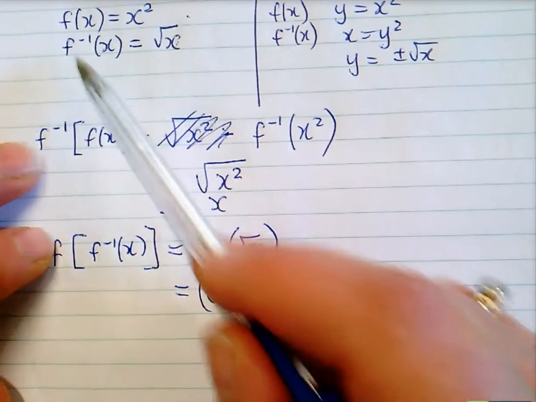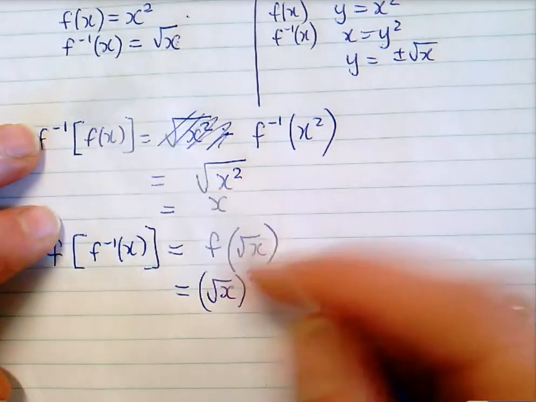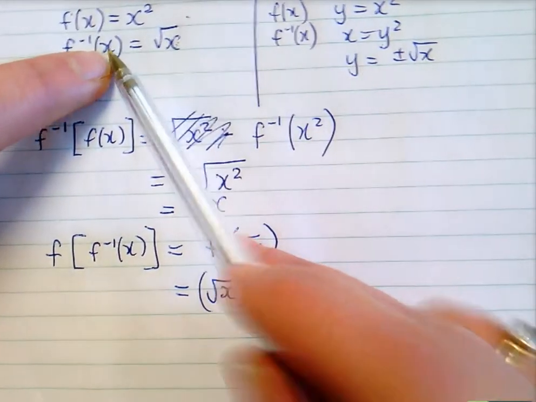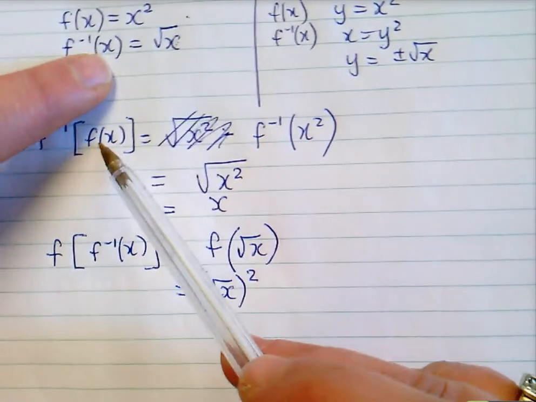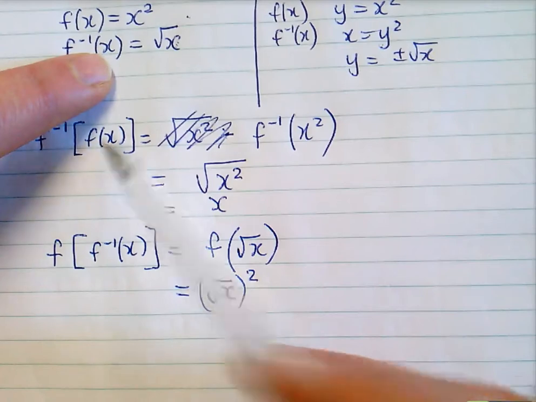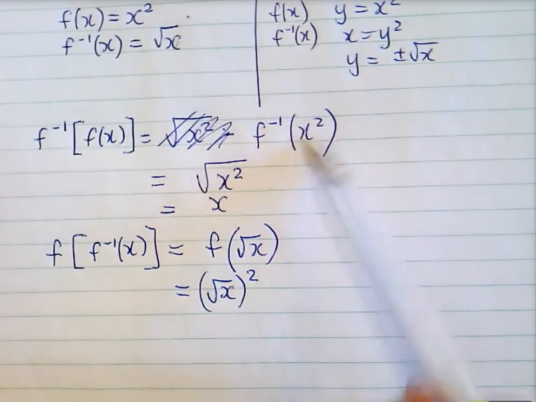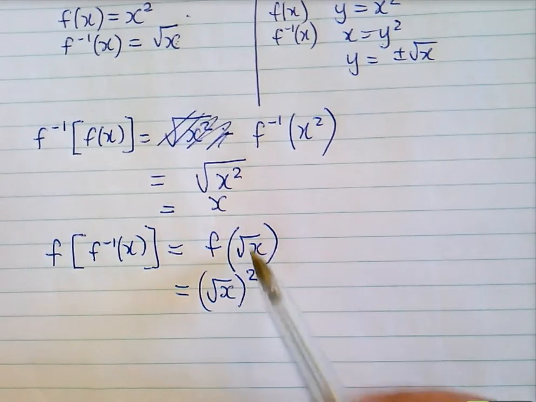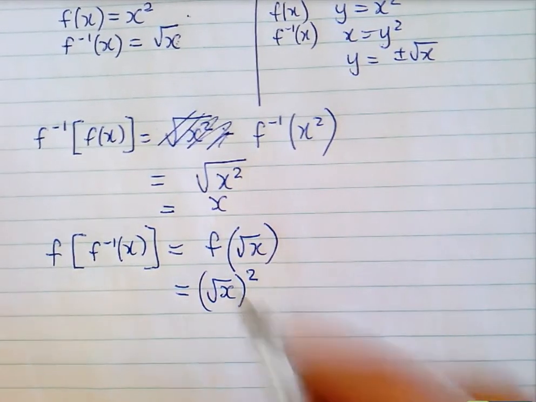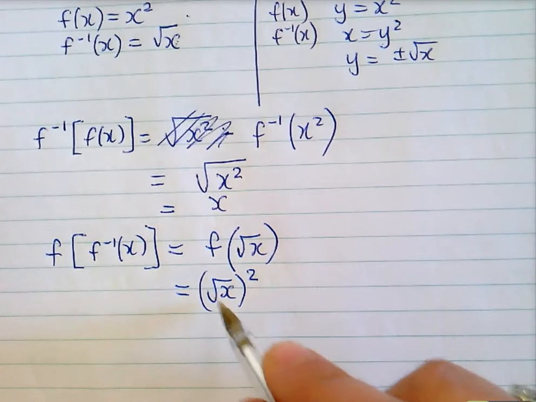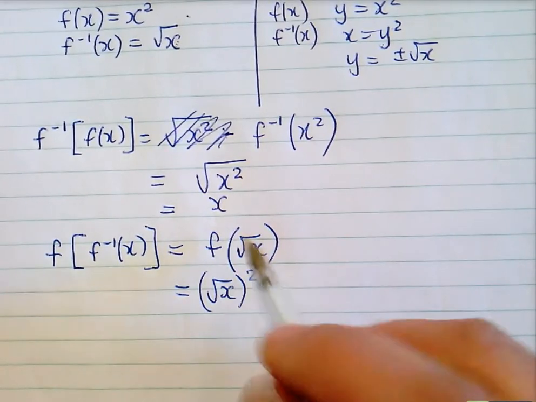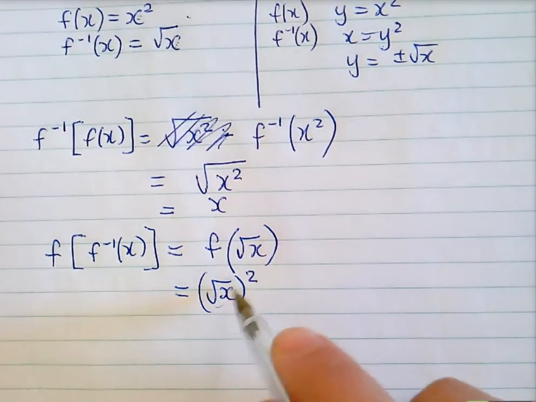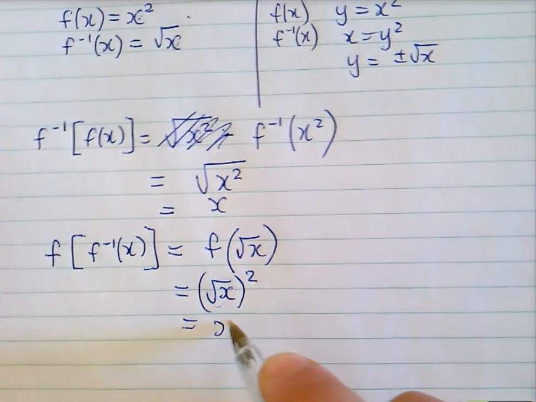Okay, now if you compare, the inverse function is the square root of whatever you've got there. So it'll be the inverse function of the function of x. The function of x is x squared, so it's the square root of x squared, which gives you x. Sorry, now I'm getting all confused. The function is to square whatever you've got, so the square root of x squared is x.